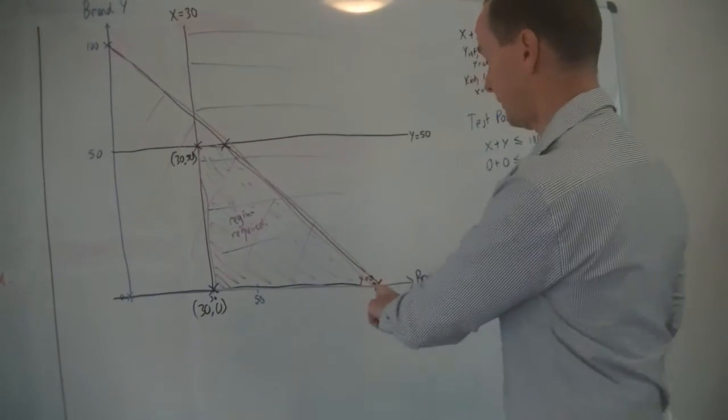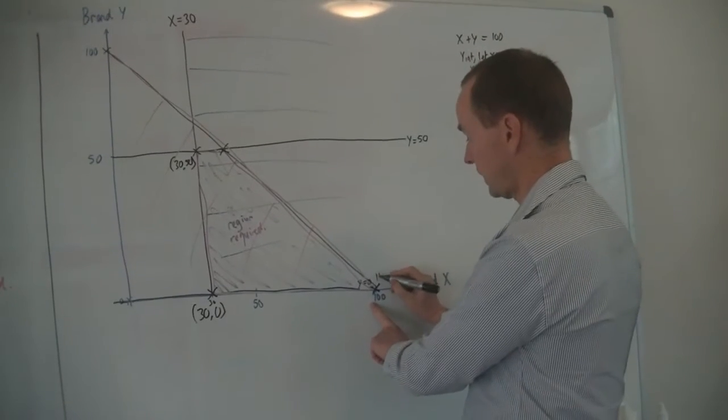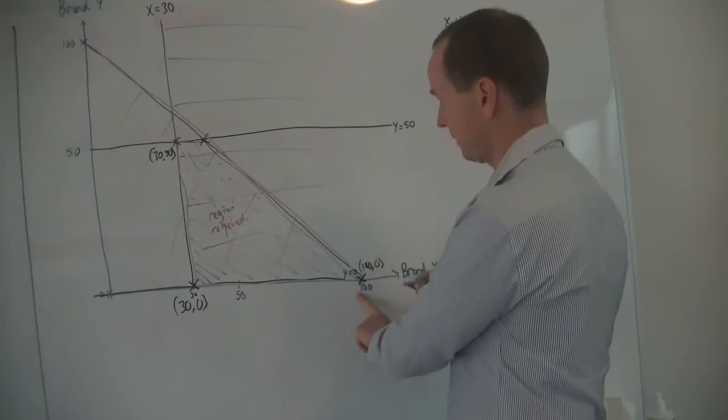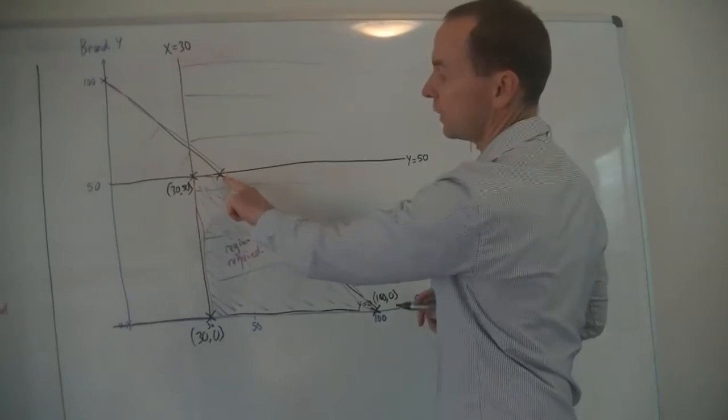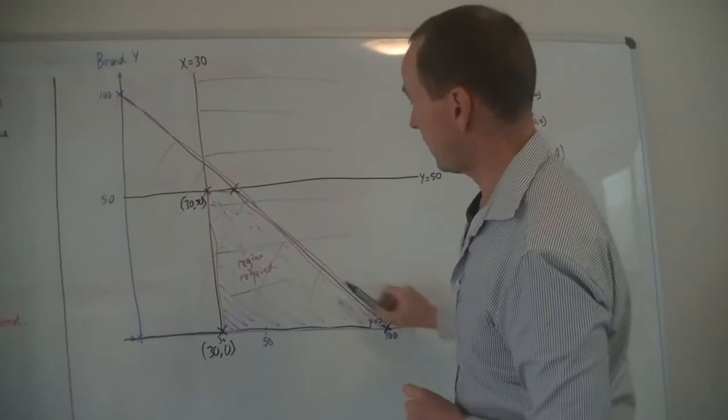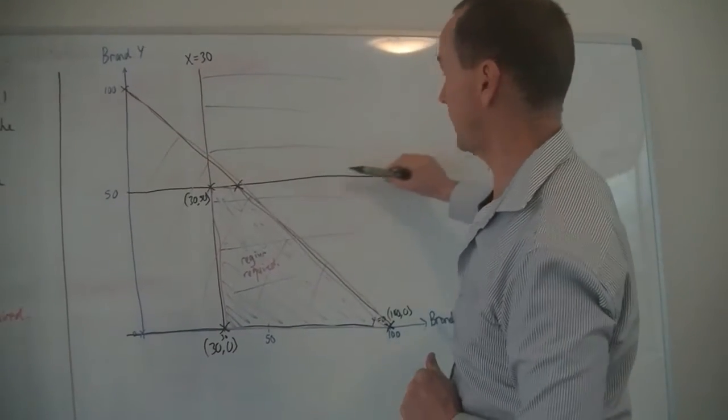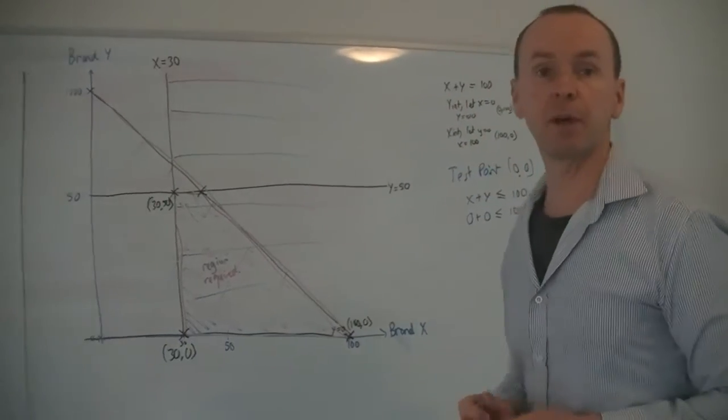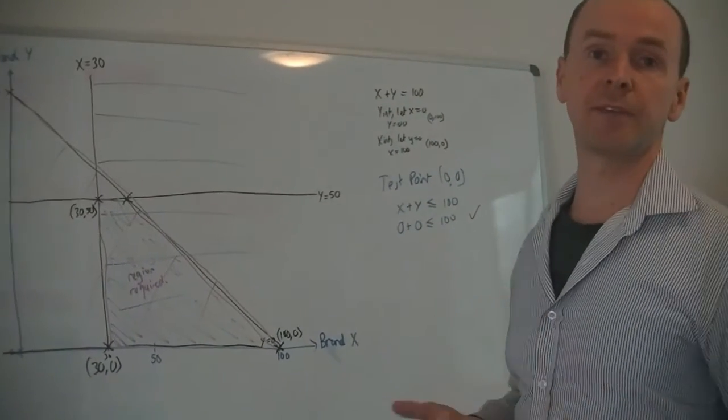We'll leave that one for a minute. This one here is 100, 0. So we've got those three. Now this one here, it's on the border of that line and that equation of y equals 50. So how do you find the point of intersection? You use your CAS calculator.